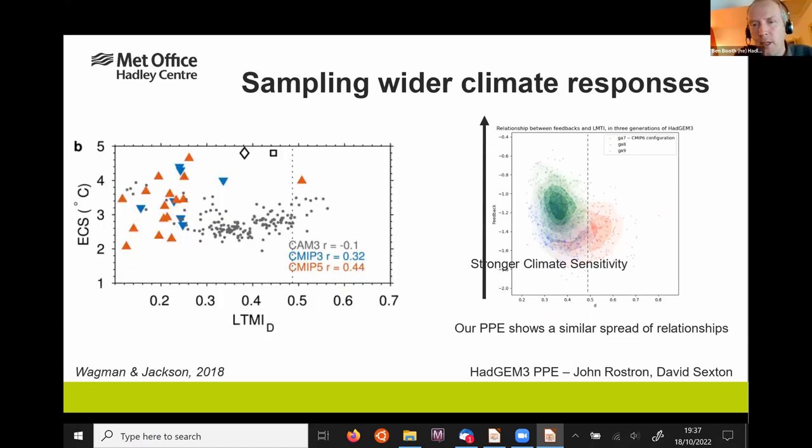And just to put our own model in that context, what I'm showing you on the right is the same metric, the low tropospheric mixing index, along the horizontal axis, and I've got three generations here, which John talked about in his talk. The red density function is our CMIP6 model, and the blue and the green are the two more recent atmospheric configurations. And you can see there's a broad range of atmospheric feedbacks, which is the y-axis, which are consistent with our online model structure.